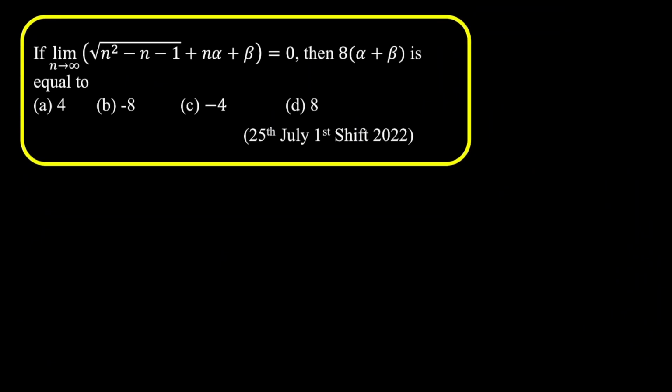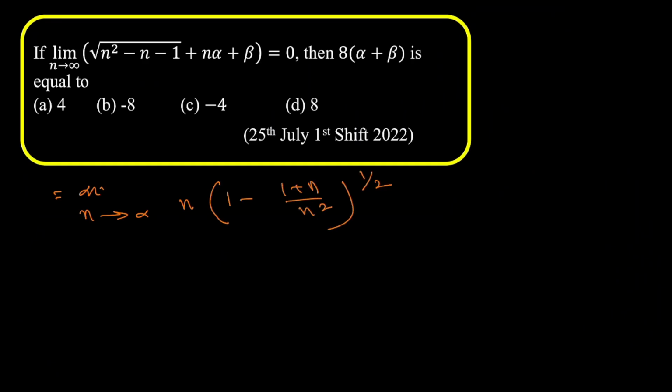First, I am writing the series. I am writing the sum, limit n tends to infinity. If I take root over n square common, it comes out as n. So I am taking n out: 1 minus (1 plus n by n square) whole to the power half. Actually, you can use the binomial theorem of fractional index, plus n alpha plus beta. We need alpha and beta.